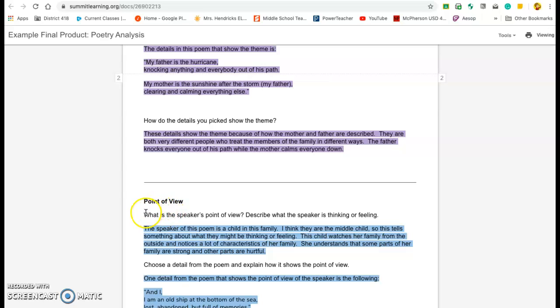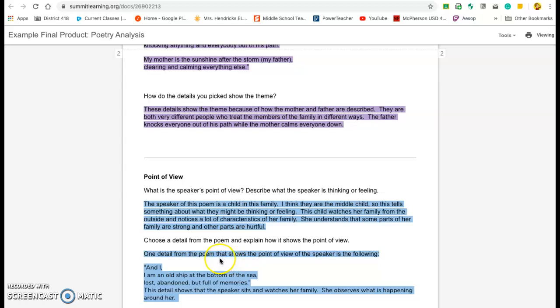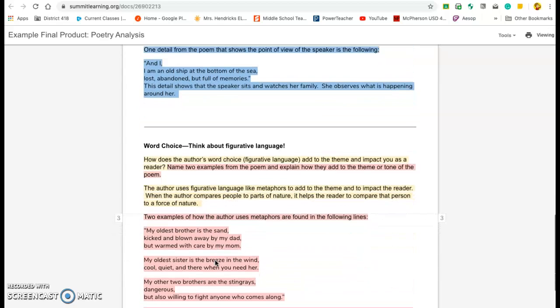Remember, point of view is the speaker of the poem. That's not necessarily the author, but it could be. Where are they coming from? Who might they be, and what are they thinking or feeling? And then what's an example from the poem that you can use?